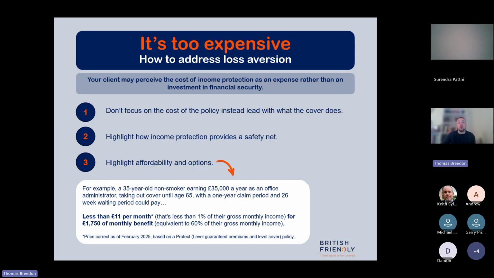You've got an example there. For example, a 35-year-old non-smoker earning 35 grand a year as an office administrator, taking out cover to 65 with a 1-year claim period and 26-week deferred. They're looking at less than £11 per month. So it's very affordable, and that still gives them some protection, at least if they can afford their mortgage and keep food on the table, the essentials of life ultimately, just to make sure they have got that comfort.